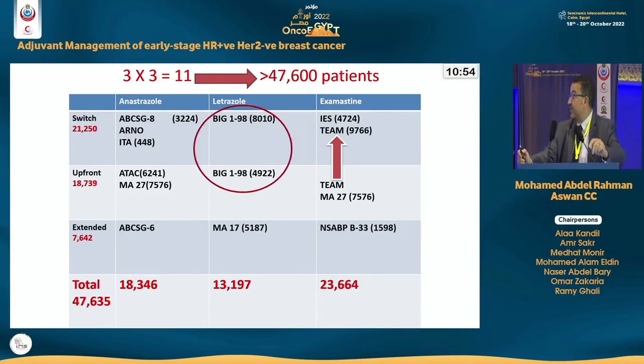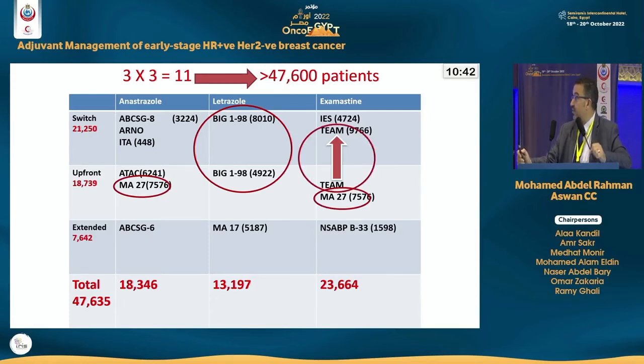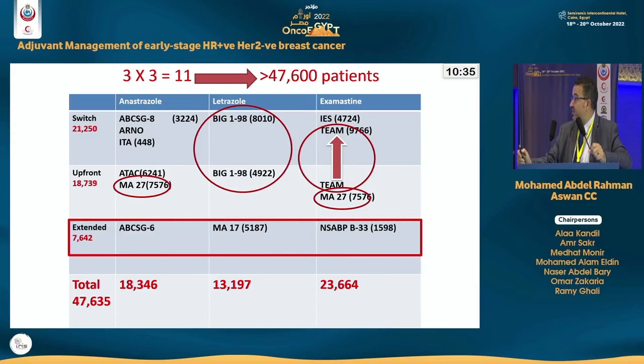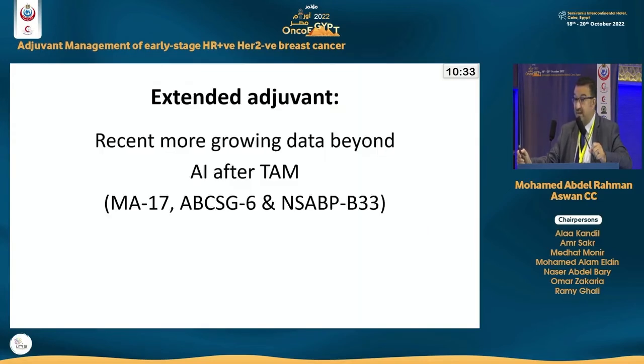We have some trials like BIG 1-98 that evaluated more than one method of use, and only one study compared 2 agents, the MA27. The TEAM trial started as upfront, then for ethical consideration changed into switch. More than 47,000 patients evaluated. These are the extended adjuvant trials: MA17, LATER for the anastrozole, the NSABP B-33 for exemestane.